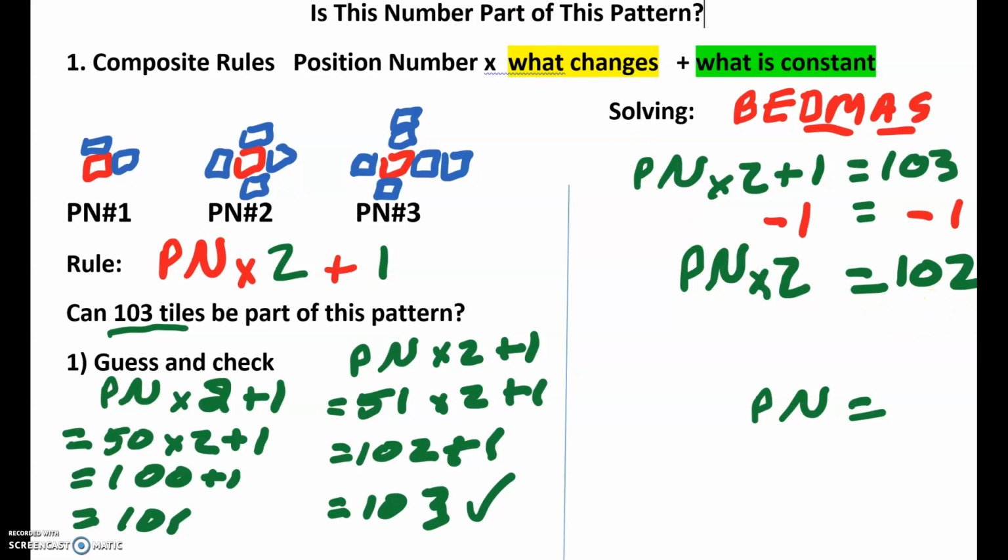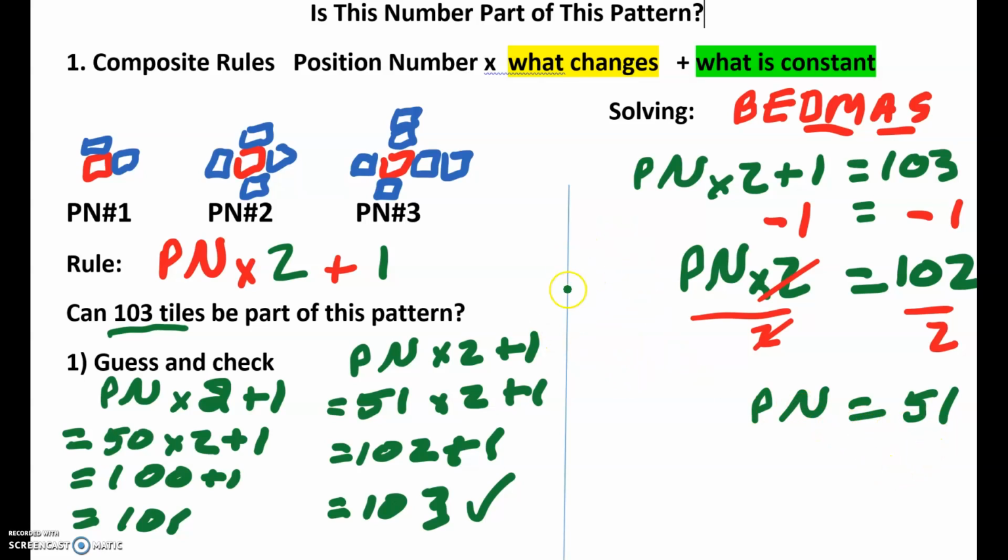Well, I need to do the same thing. What's acting on my position number? That's times 2. Well, the opposite of multiplication is division, so I'm going to divide each side by 2, and that is going to get rid of that multiplier of times 2, leaving me with my position number, and when I do my math, 102 divided by 2 gives me 51. And I am left with, again, position number is equal to 51.